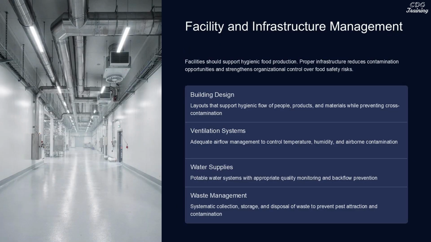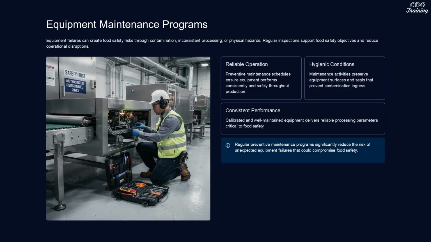Facility and infrastructure management supports hygienic food production. It involves building design, ventilation systems, water supplies, and waste management to reduce contamination opportunities. Equipment maintenance programs prevent food safety risks by ensuring reliable operation and consistent performance. Regular inspections and hygiene conditions are crucial for reducing operational disruptions.